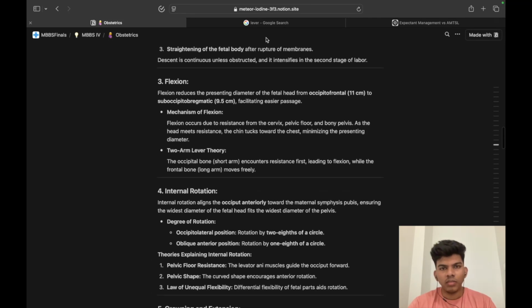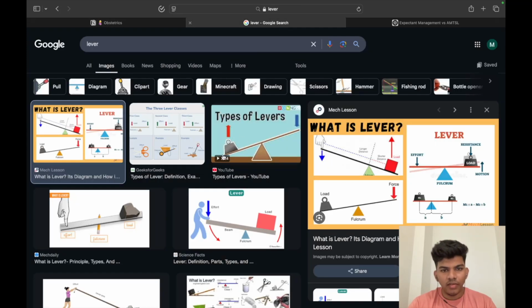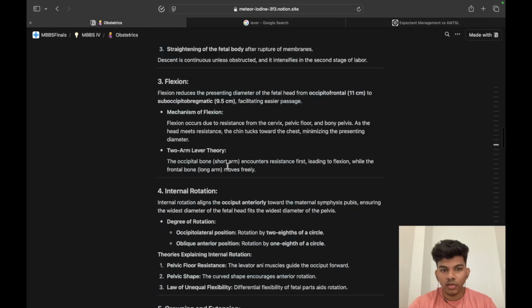So whenever you do something like this, in case you place something on the short arm, the longer arm leverages whatever force is being applied. So in this particular case, the short arm, which is the occipital bone, whenever it encounters the resistance first, the flexion is in direct proportion to the leverage obtained by this particular action of resistance.